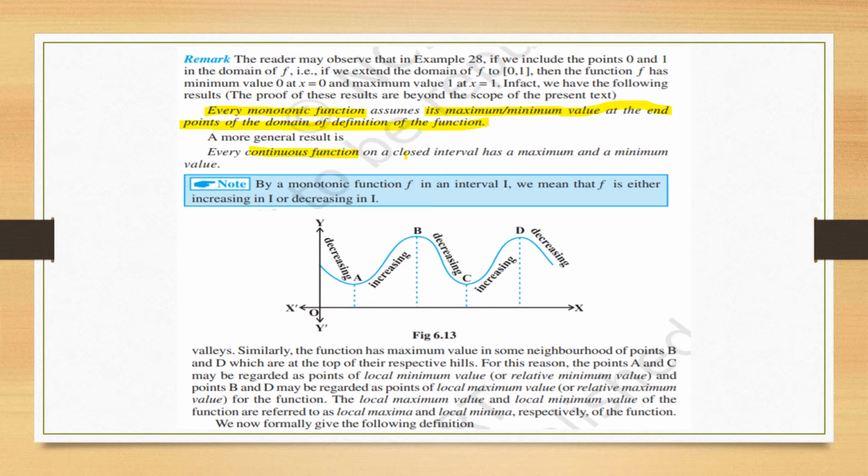closed interval I has a maximum and minimum value. Always remember, if a function is continuous in a closed interval, then definitely it will have maximum and minimum value. And the meaning of monotonic function here is that it cannot be both. It is either increasing or it is decreasing. Okay, this is the meaning of a monotonic function.